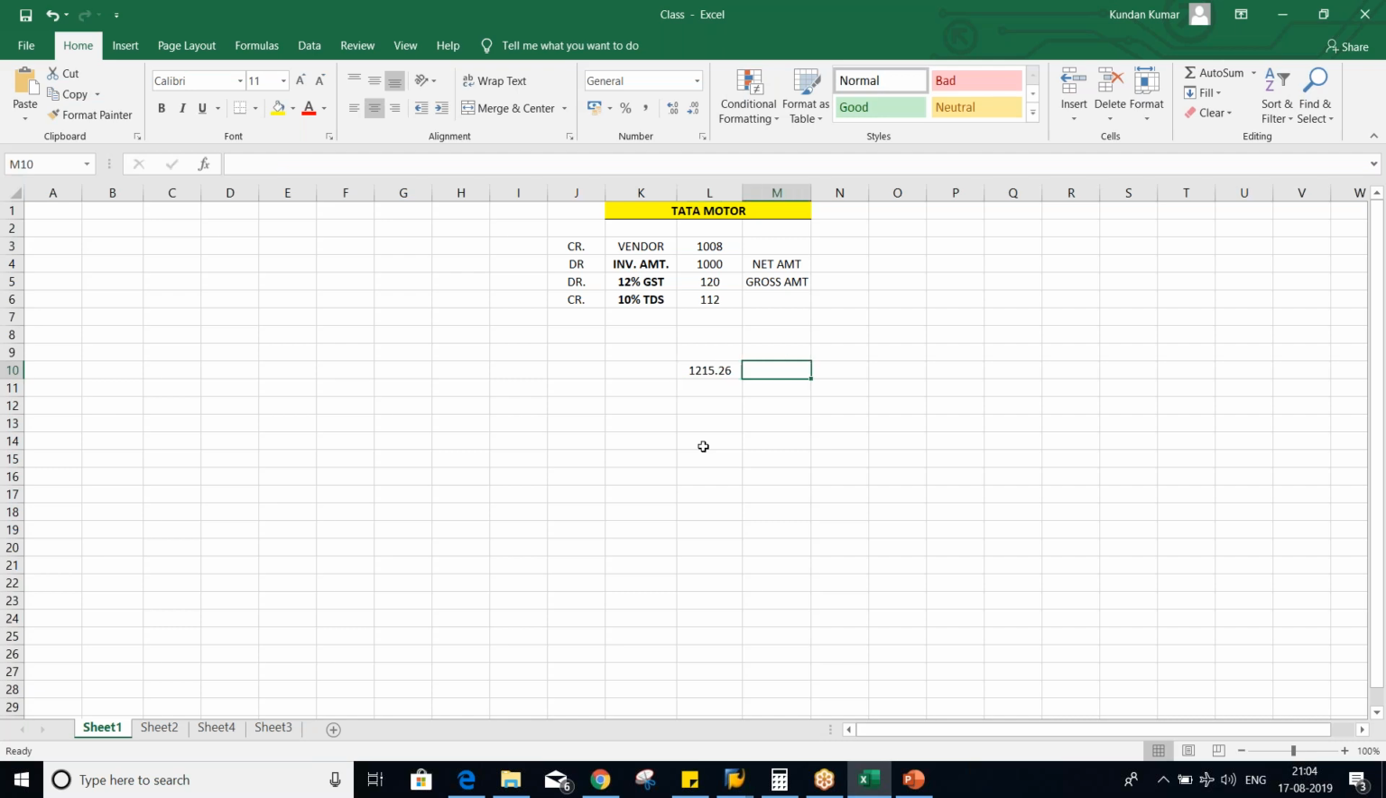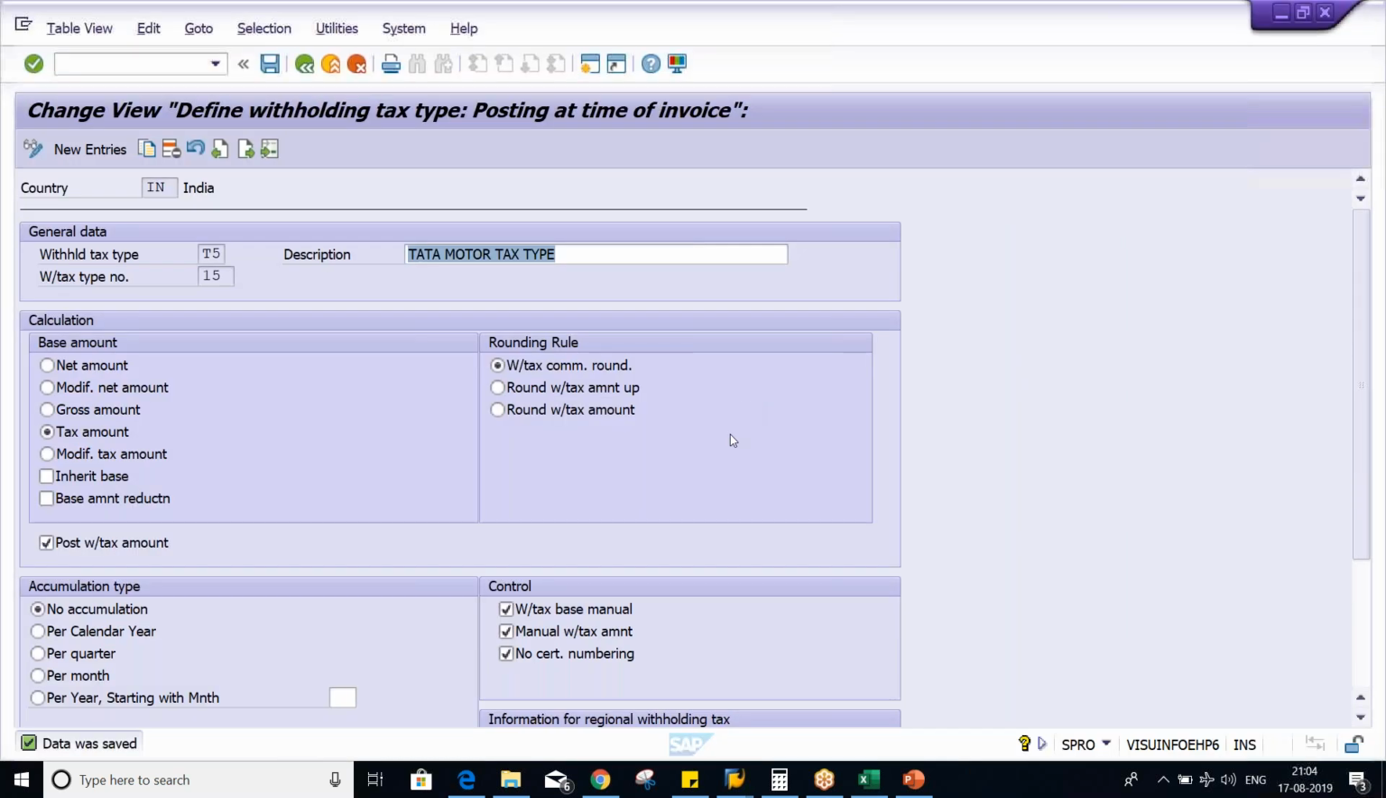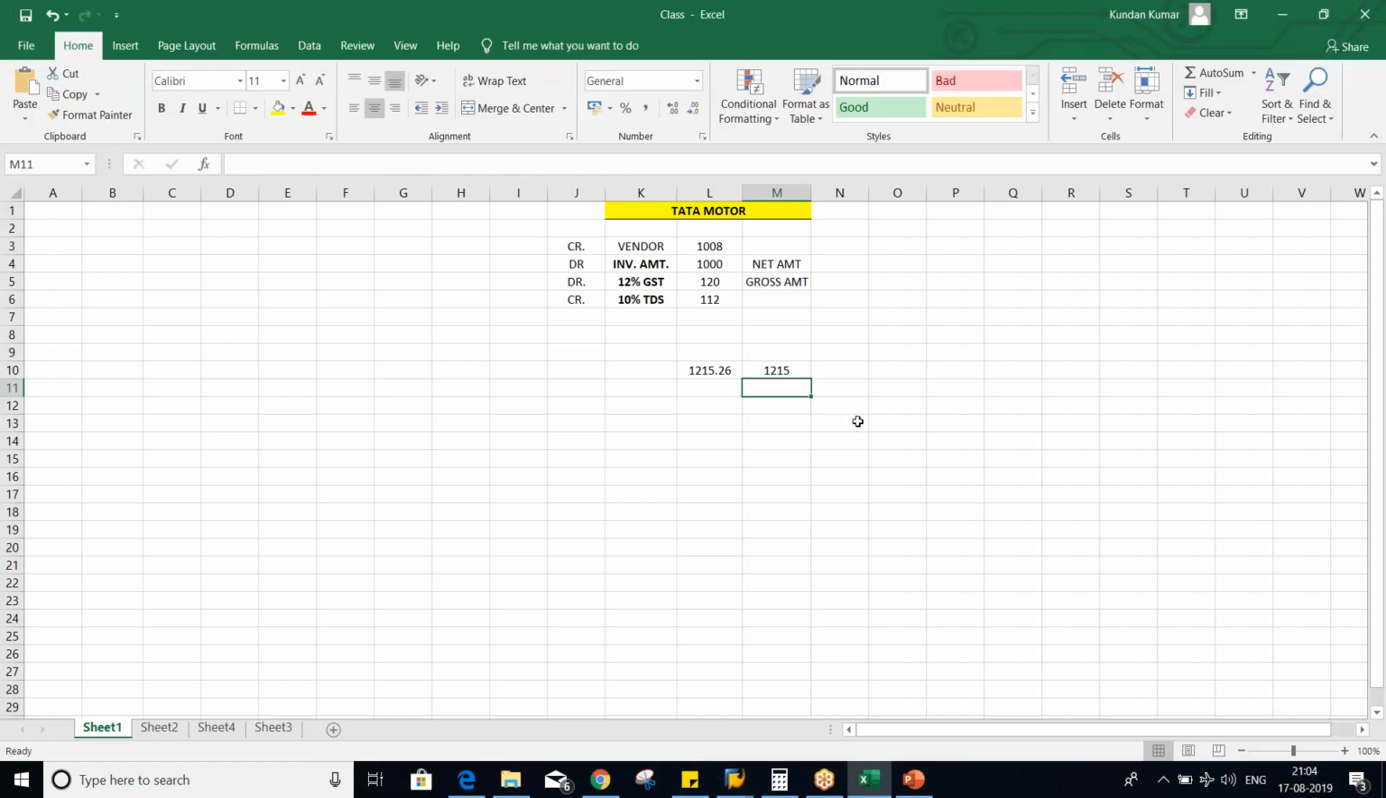Round figure means how much is it? 1215 will be the round figure, right? Or even 1216 also will be a round figure, guys. Okay, so here it will be 1215 itself. This is going to be the round figure. Here we have three different kinds of rounding rules, guys. This is called common rounding. This is also called the arithmetic rounding rule, or common rounding rule.